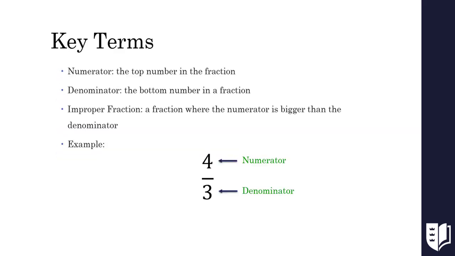Here are the key terms we need to define. A numerator is the top number in a fraction. A denominator is the bottom number in a fraction. And an improper fraction is a fraction where the numerator is bigger than the denominator. Here's an example of an improper fraction.